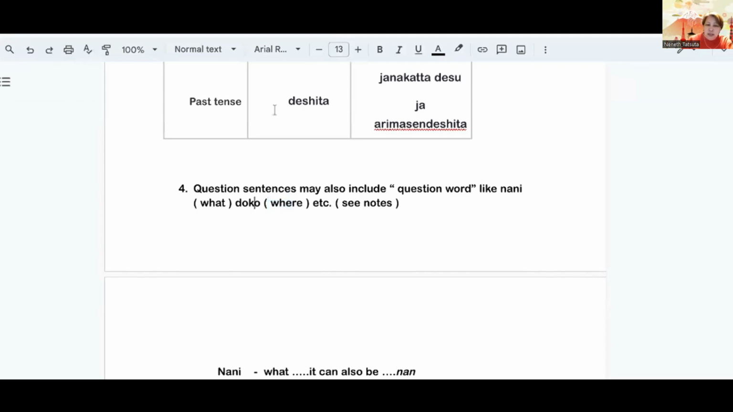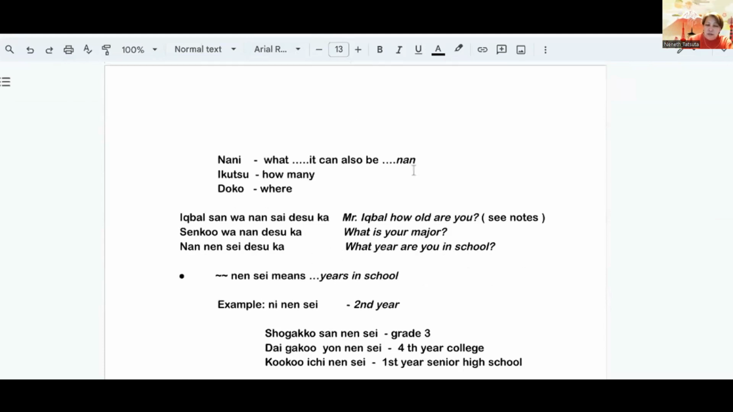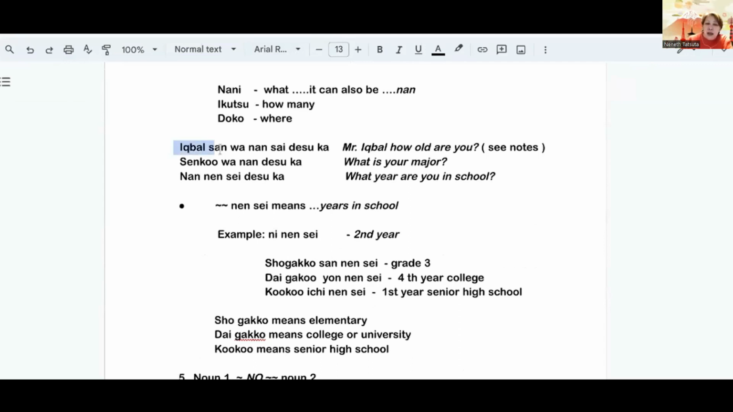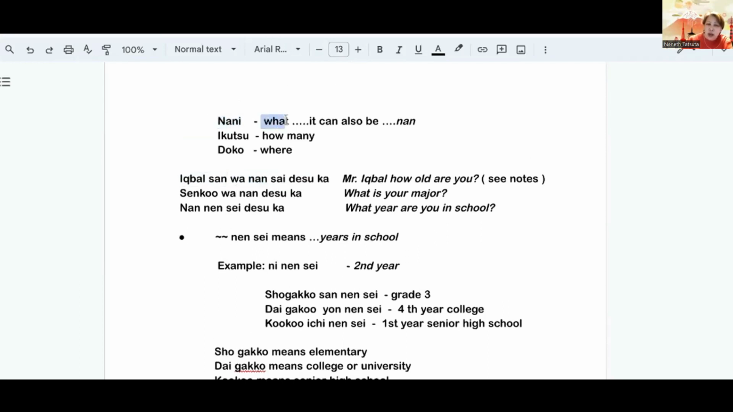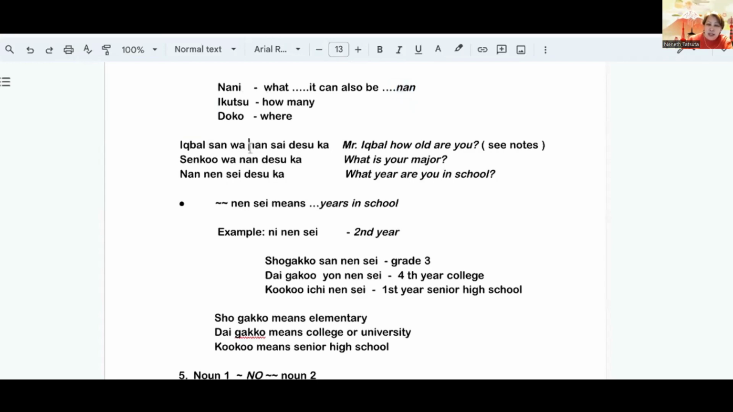So, the desu can also be desu ka to become a question. And then in your question, you can include your question word like nani, which is what, or doko, and so on. So, for example, Iqbal-san wa nansai desu ka? You heard this again. Iqbal-san is the noun or your subject. The wa is your particle. Nan is nani, which means what. You can use nani or nan, the same.